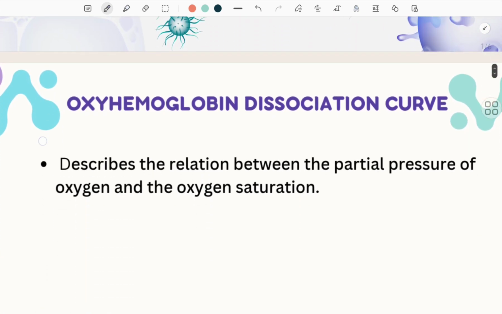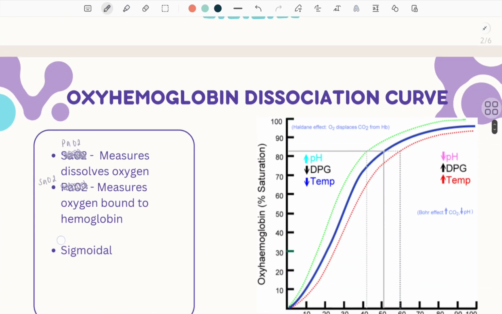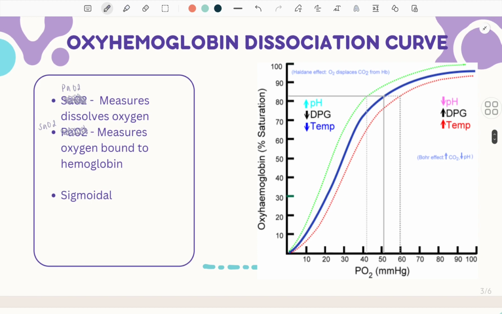So first, let's dive into the oxyhemoglobin dissociation curve. This curve describes the relationship between the partial pressure of oxygen and the oxygen saturation. Now, in this curve, there are two main players. PaO2 measures the dissolved oxygen, and SaO2 measures the oxygen bound to the hemoglobin. So the PaO2 and the SaO2 are different when it comes to technical terms, but they are in fact related.